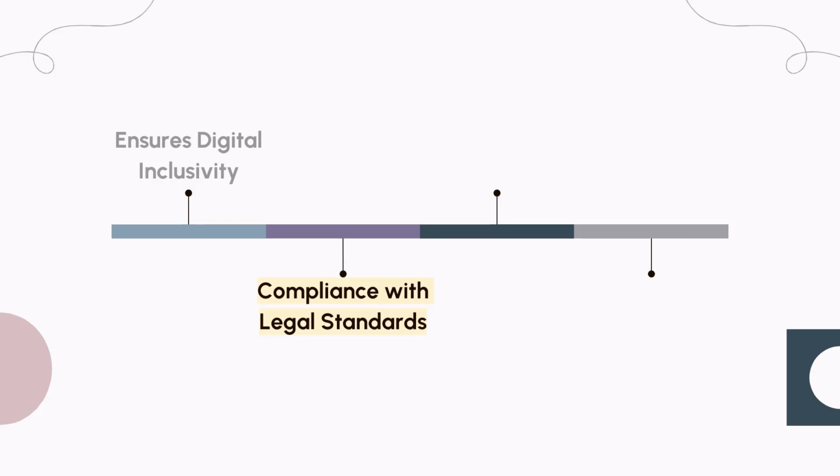Screen reader compatibility is important for compliance with legal standards, as following accessibility guidelines, such as the Web Content Accessibility Guidelines, helps organizations meet legal requirements and avoid potential lawsuits. This commitment to accessibility not only fulfills legal obligations, but also reflects an organization's dedication to social responsibility.